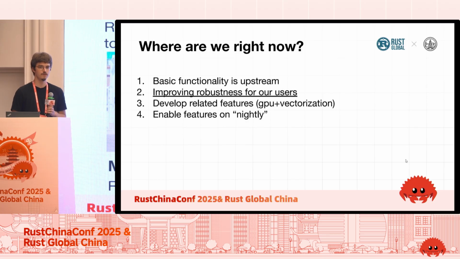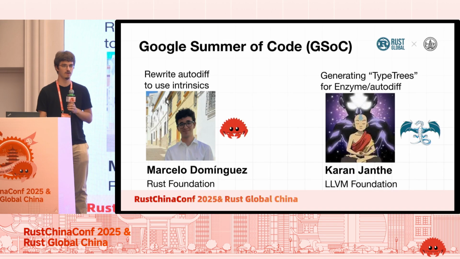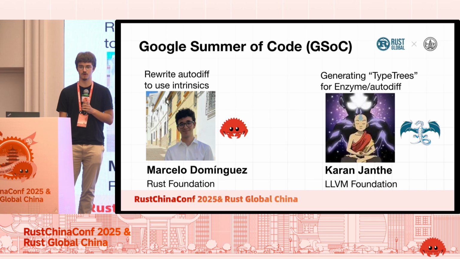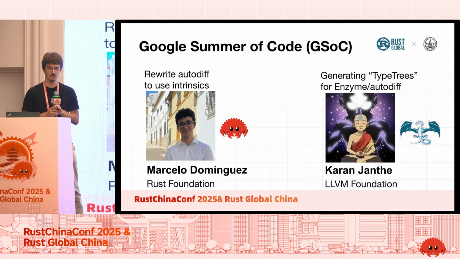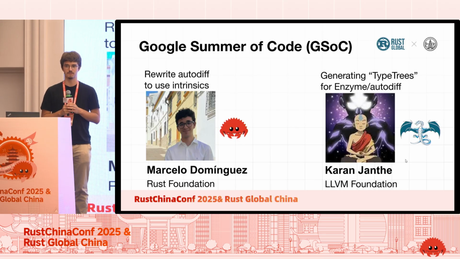Let's see. One of the latest improvements, luckily, has been from two students, who have been helping me out over the summer through the so-called Google Summer of Code project. The first one is Marcelo, who was under the Rust Foundation. The second one is Karen, who has been part of the LLVM Foundation, and they've been helping by rewriting how we use automatic differentiation in the Rust compiler.